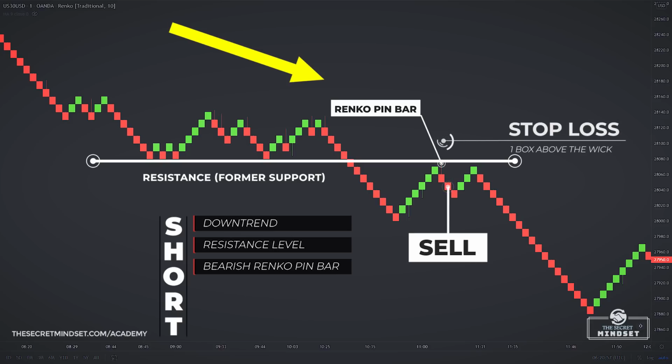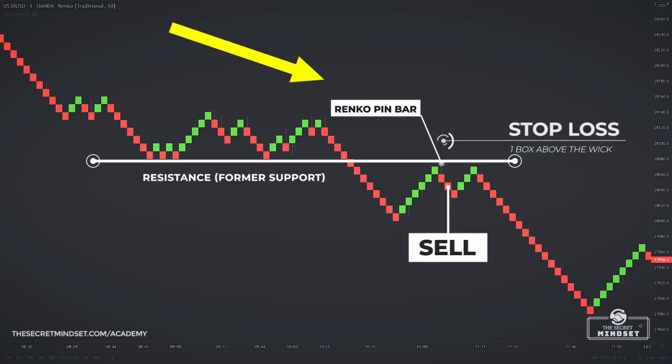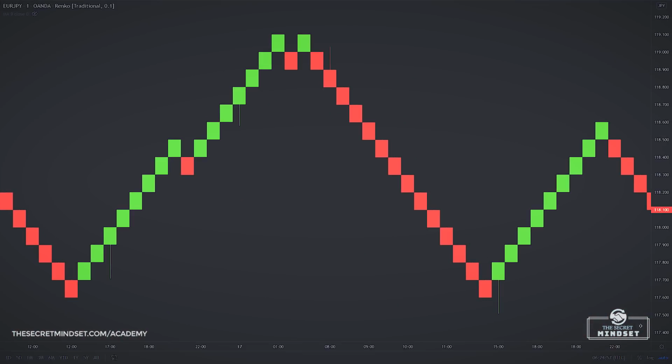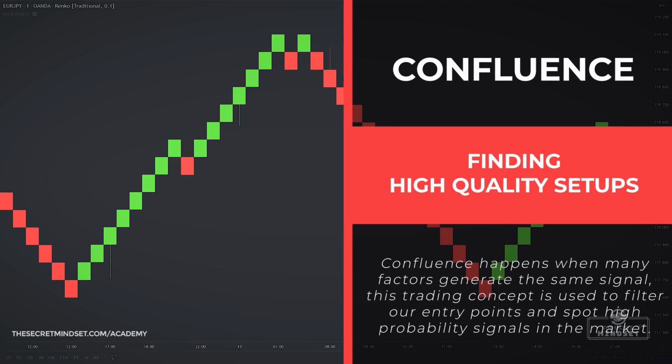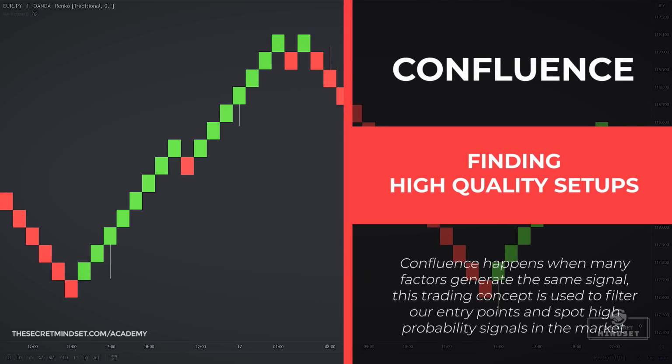When you have these three elements in the market, you just place your trade after the appearance of the Renko pin bar and your stop loss above the long tail. Your profit target would be the next support level in the case of a downtrend, or at least 2 times the risk level. As we are scalping and day trading using this approach, Confluence is a must for a high-quality setup. Confluence happens when many factors generate the same signal.